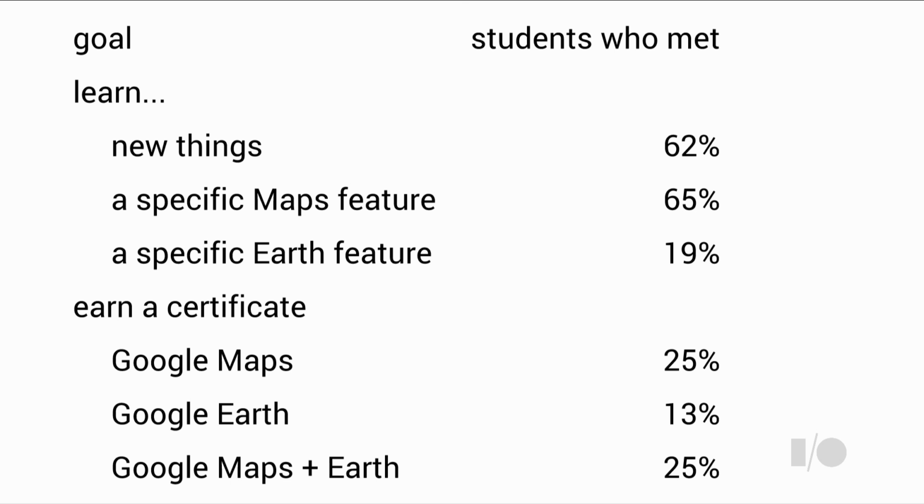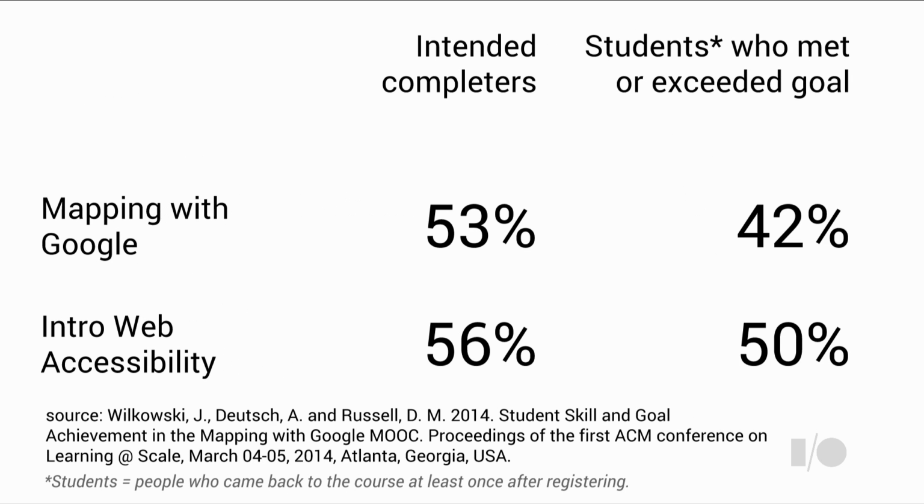Even among folks who wanted to earn a certificate, which was a much more rigorous process, we had between 13 and 25% of people achieving those goals, which are much more representative of true life than if you hear the statistic, only 10% of people really complete MOOCs. So we found similar things in the Intro to Web Accessibility course. As a whole, in the mapping course, we had 42% of people meeting their goals. Web accessibility, about half.